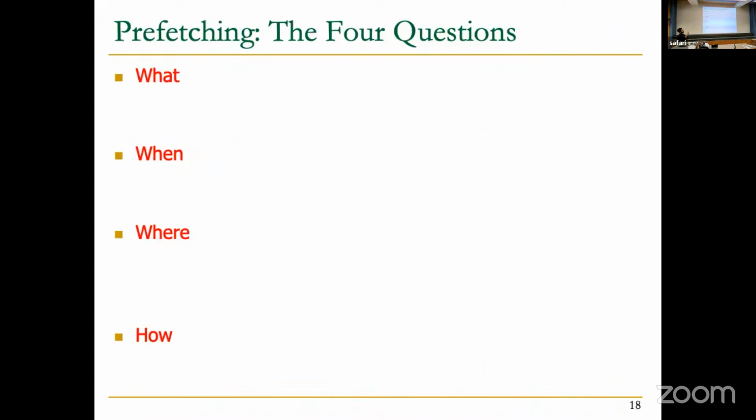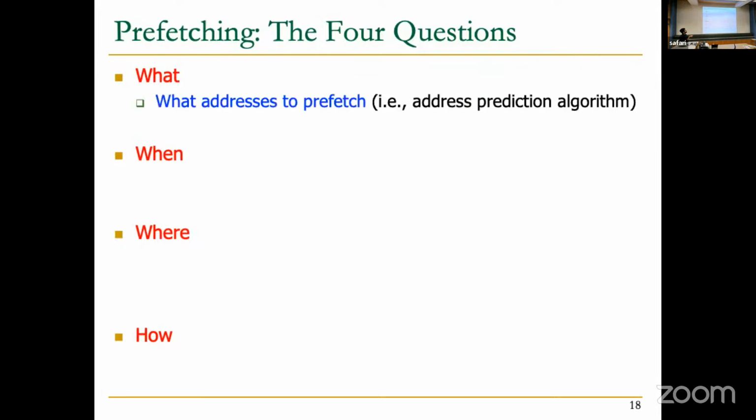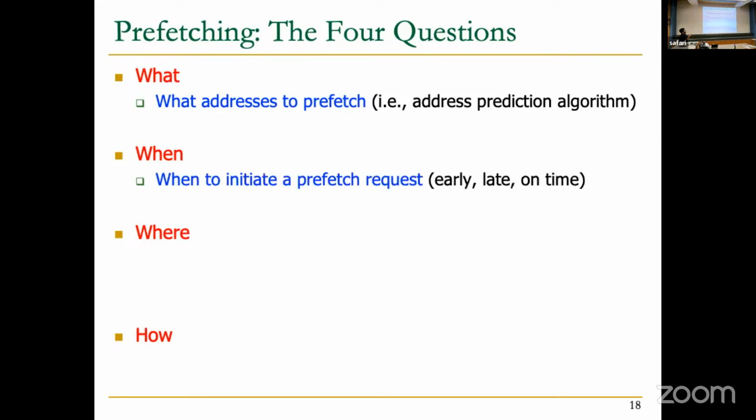So here are the four basic questions of prefetching: what, when, where, and how. What means what addresses you want to prefetch next. That gets dictated by the prediction algorithm itself. The algorithm basically learns and tells you what you want to prefetch next. So that's the what.